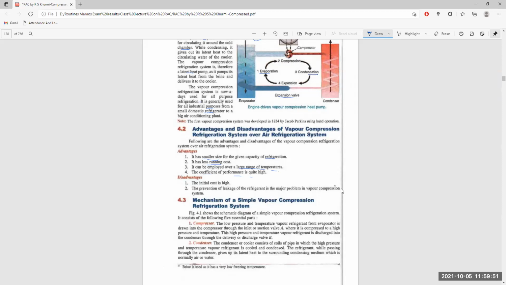But the disadvantage is that the initial cost is high, and the prevention of leakage of the refrigerant is the major problem in our vapor compression refrigeration system. So first we have to arrange so many important things, and the refrigerant itself is costly. The leakage of the refrigerant is a problem.